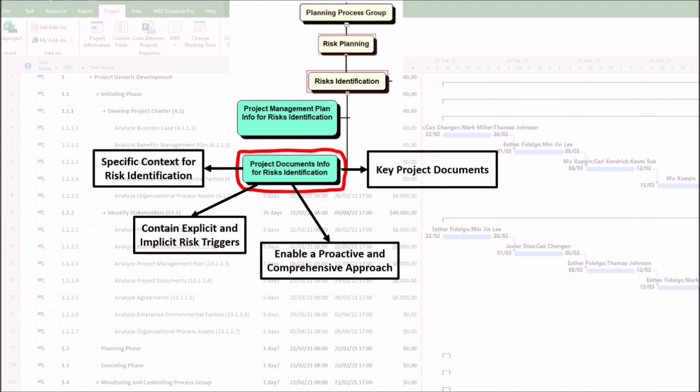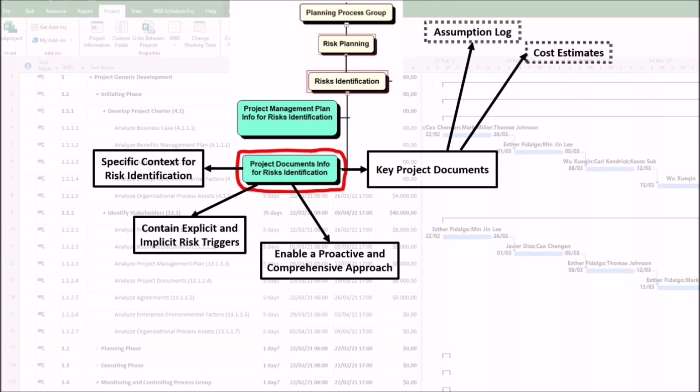4. The key project documents and their role in identifying risks are presented as follows. First, assumption log. Assumptions are potential risks. Identifying risks associated with the uncertainty of each assumption is a direct link. Second, cost estimates. The confidence level and basis of estimates reveal risks. A rough order of magnitude estimate has high uncertainty and thus high risk. Specific cost elements may be volatile.